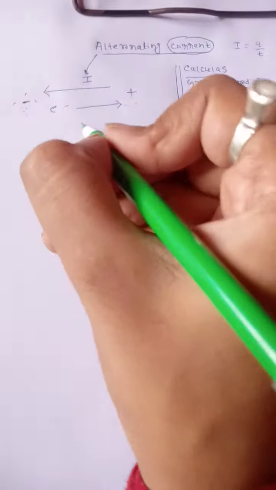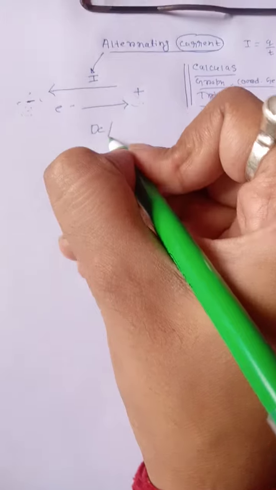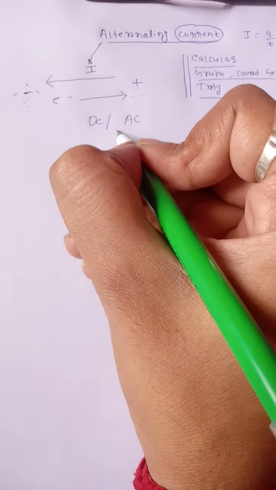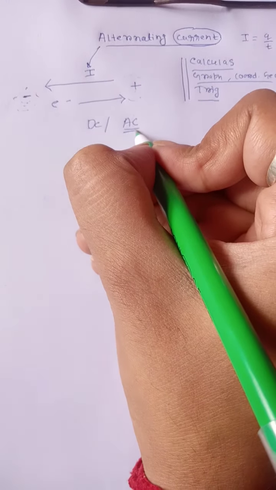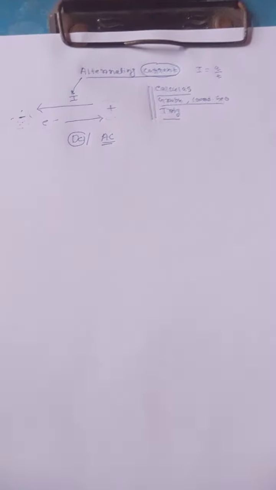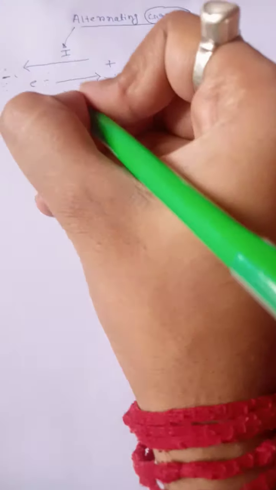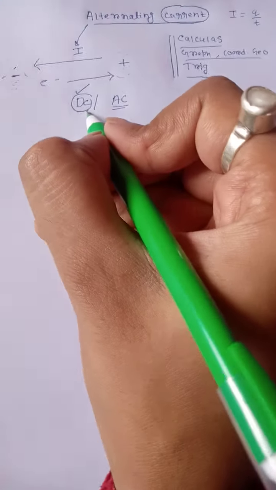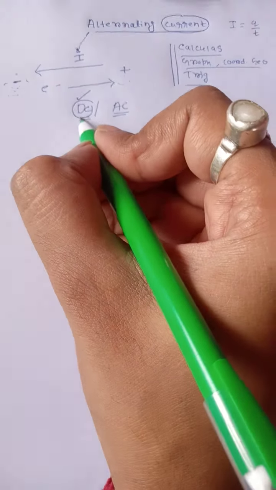But there are two types of currents you might have heard of: DC current and AC current. In this course, we'll talk about AC current. But what is DC current? DC current is direct current. What is a direct current? An electrochemical cell is the primary source of direct current. It cannot change its direction. It flows only in one direction.